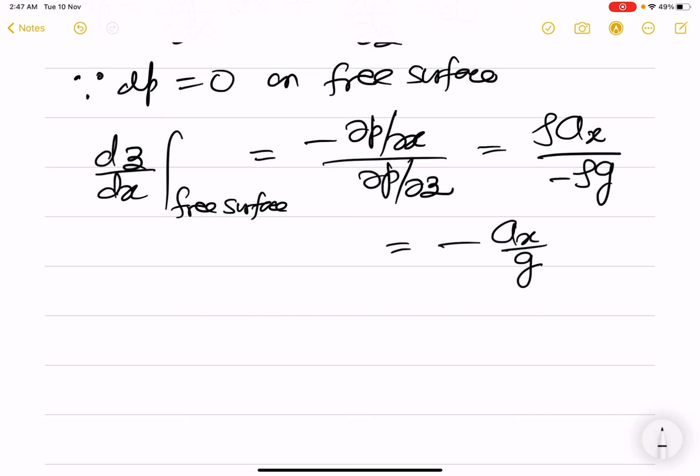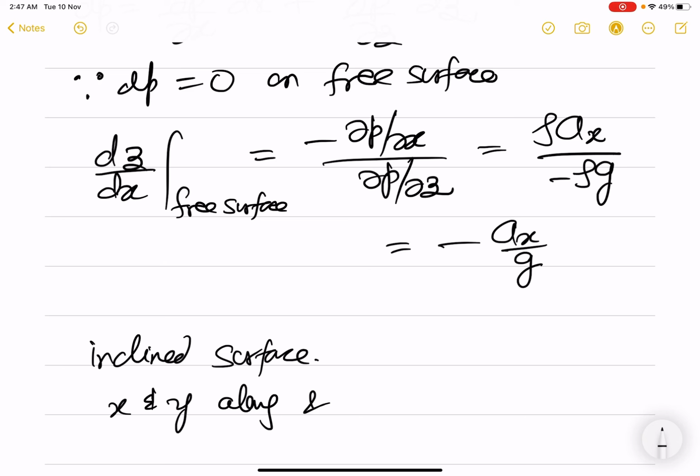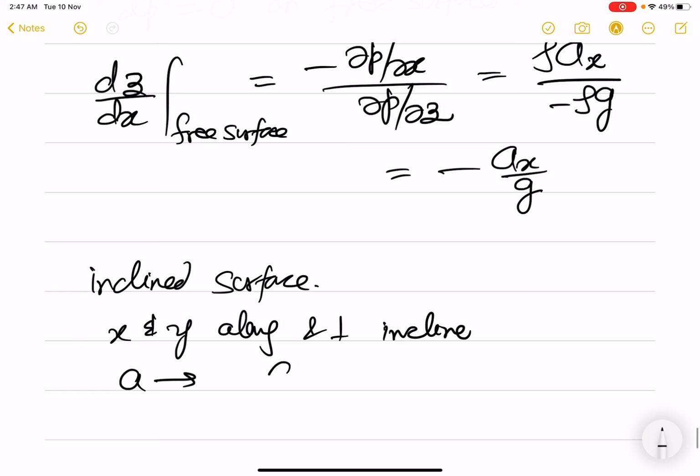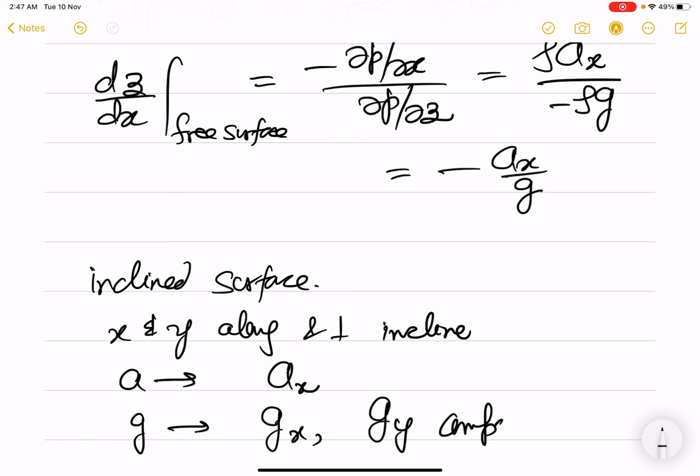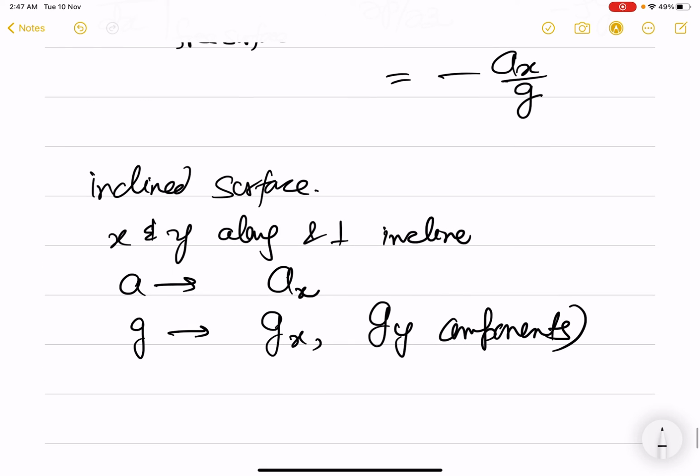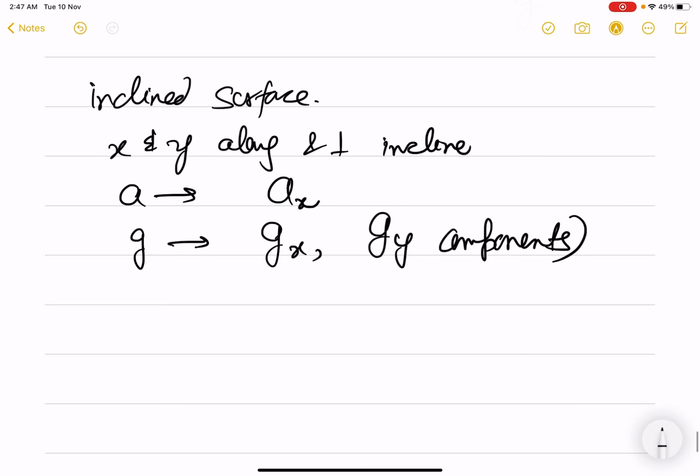Well, if you have an inclined surface and you choose x and y along and perpendicular to the incline, then acceleration will be only a sub x, but gravity will have g sub x and g sub y. Both components will be non-zero. One of them will be g sine theta, the other will be g cos theta. So therefore, this you may have to keep in mind if you are inclining your axis.